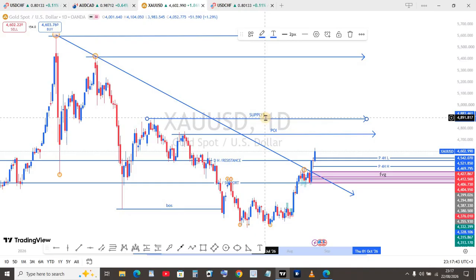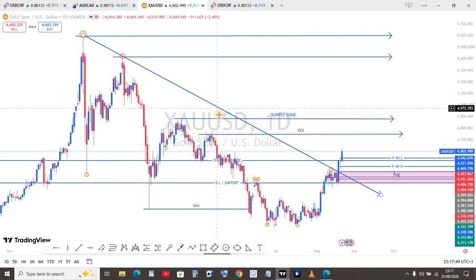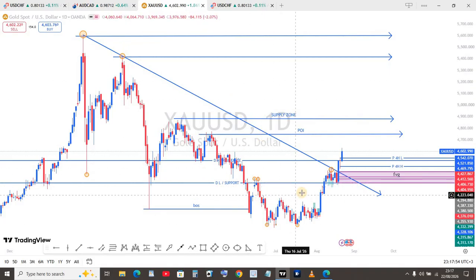This is our supply zone. So after having a supply zone, remember I am an intraday trader, so I don't go that far. I only look at where the current market is. So I'm only looking to buy gold right now. Whatever happens, I'll only be looking to buy gold.